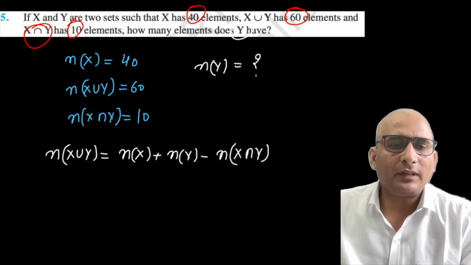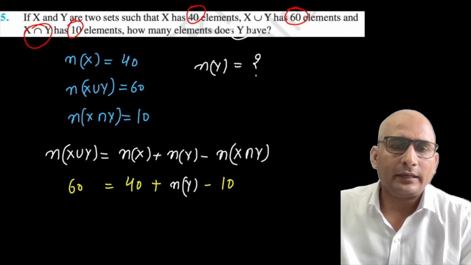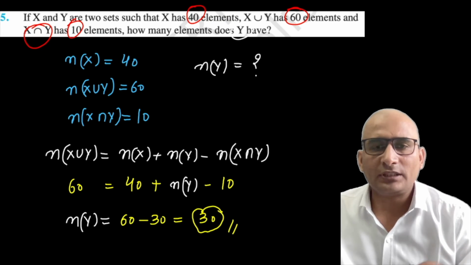So now put all the given values here in this formula. n(X union Y) is given 60, n(X) is given 40, n(Y) is what we need to find, right? Minus, and it is given here 10. So now let us find n(Y). n(Y) is equal to 60, minus 40, plus 10, that is 30, and when it shifts to that side, it becomes minus 30. So 30 is the answer in this case. I hope this question is clear to you.